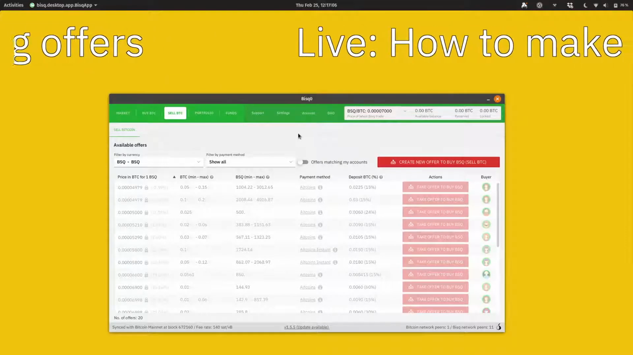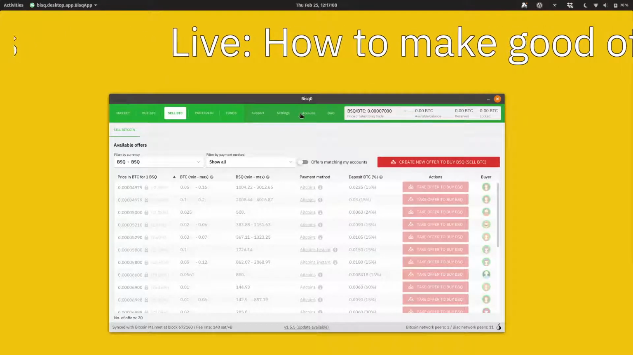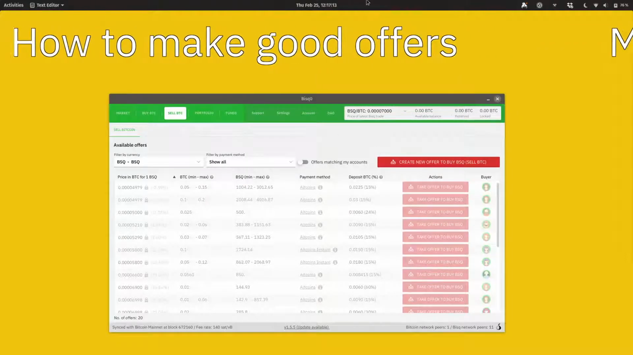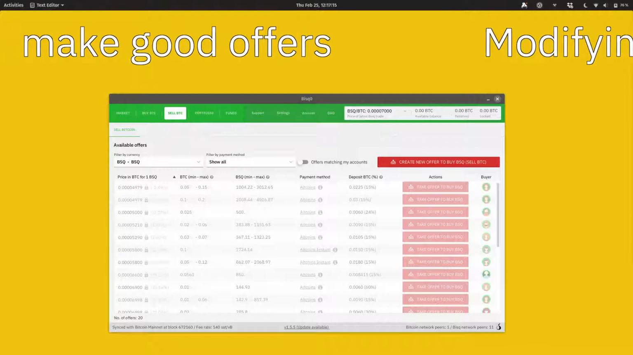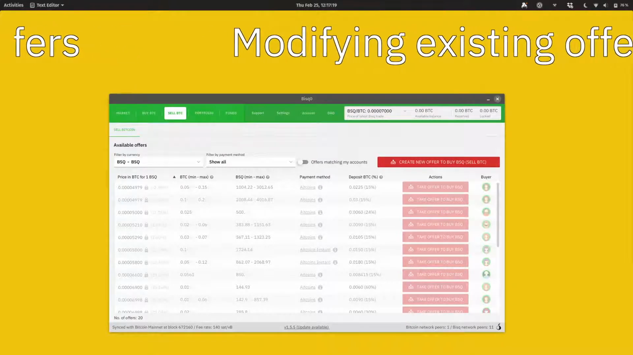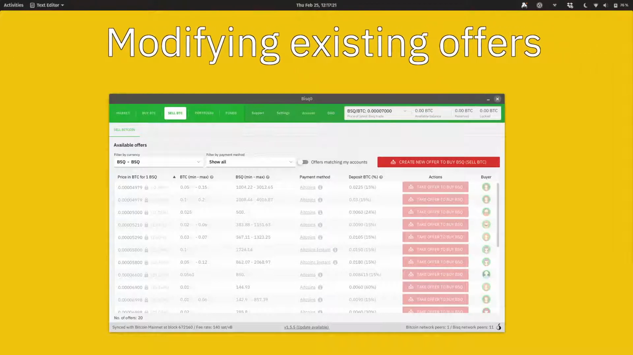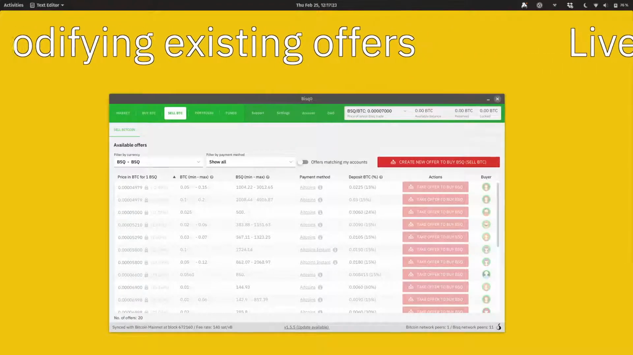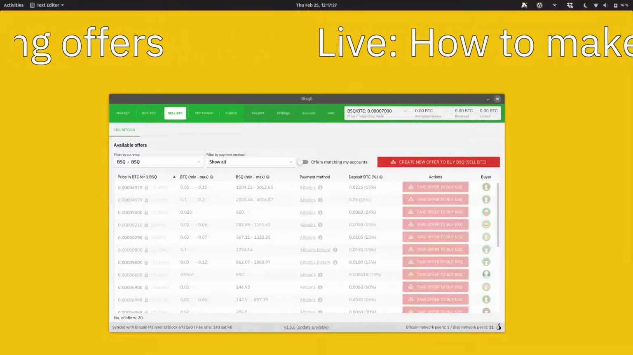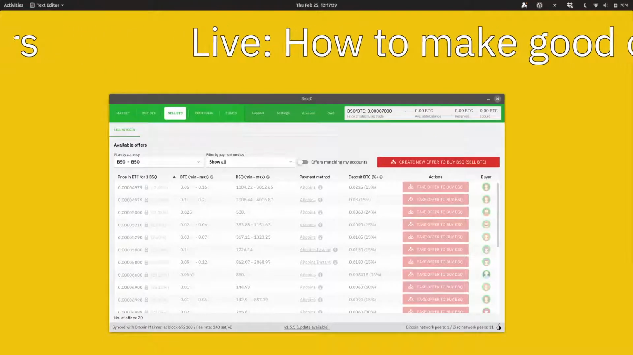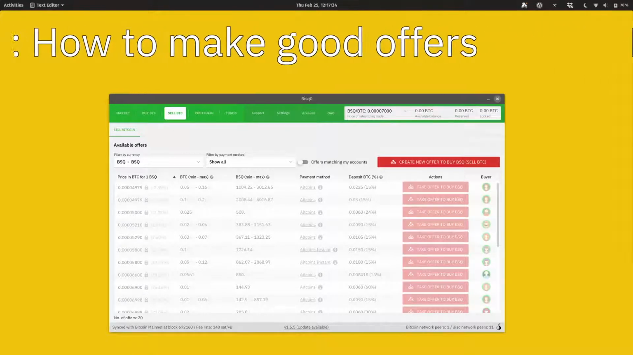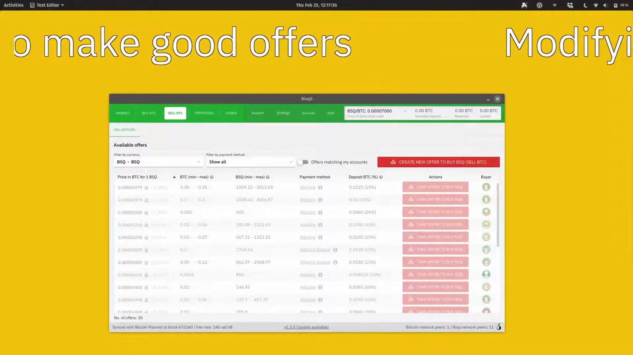Okay, I'm going to move on to the next topic now. How to make good offers, or at least offers that have a good chance of getting you what you want. So there's some obvious things like setting a good premium, picking a good payment method. Yeah, so the first thing is picking a good payment method.